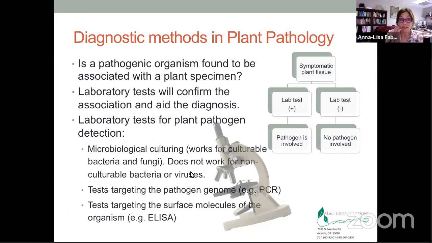So how do we do the disease diagnosis? We are using association with the disease. We're trying to find whether a pathogenic organism is also associated with the plant specimen. So we have a symptomatic plant tissue here, and we are performing a lab test. If the lab test is positive, we have a pathogen involved. The other option is that there is no pathogenic organism involved. The lab test is negative, suggesting that we don't have a pathogen involvement.